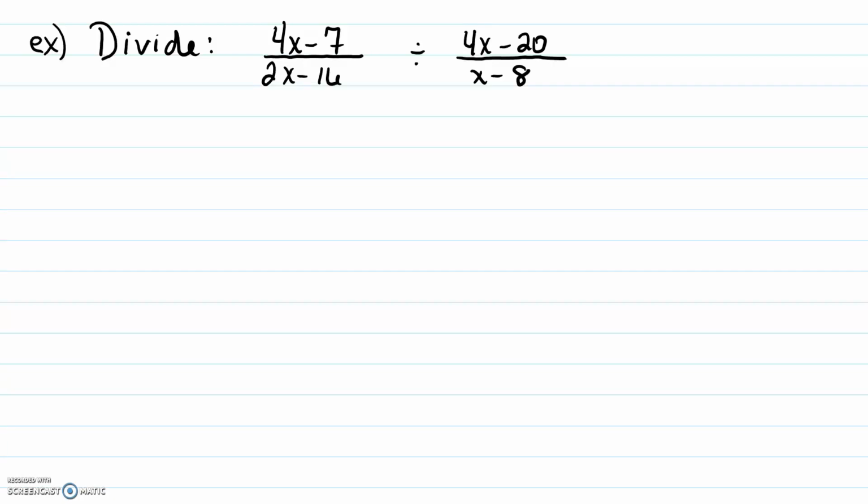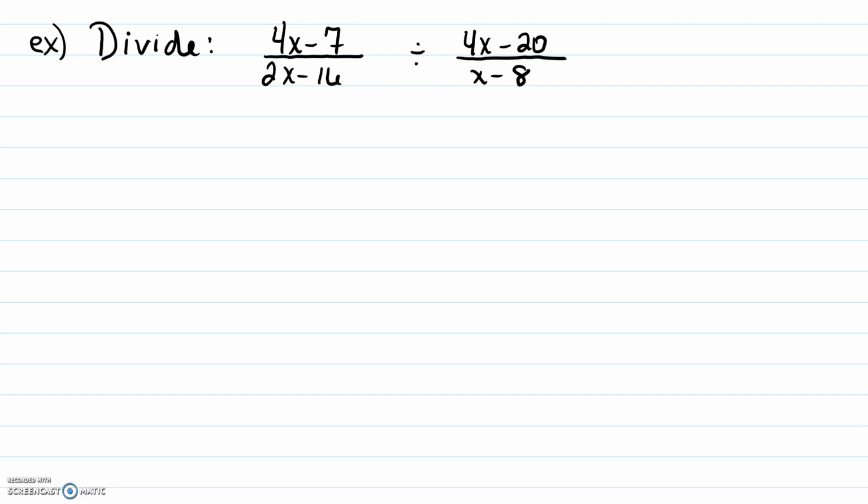Okay, so for this video we're going to divide (4x minus 7) over (2x minus 16) divided by (4x minus 20) over (x minus 8). These are two rational expressions. We have fractions with variables in the denominator. So as long as you can simplify a rational expression, you'll be able to do these.